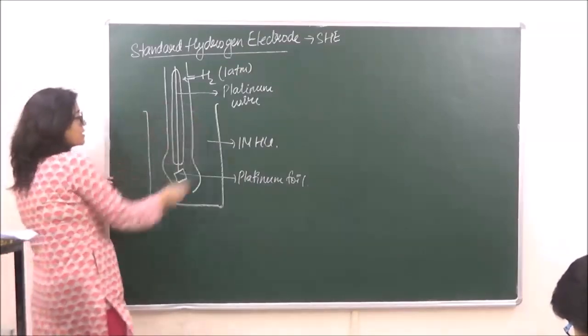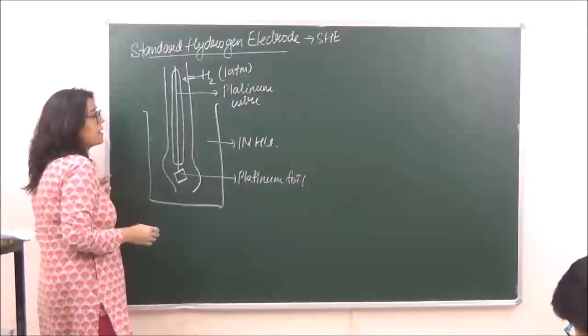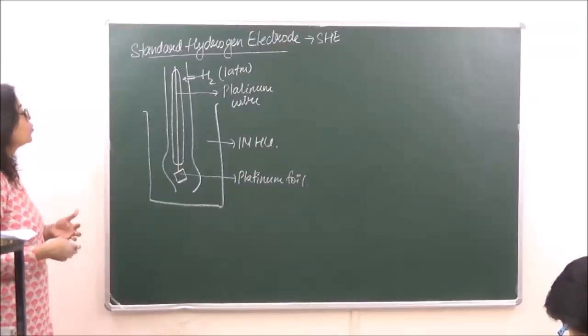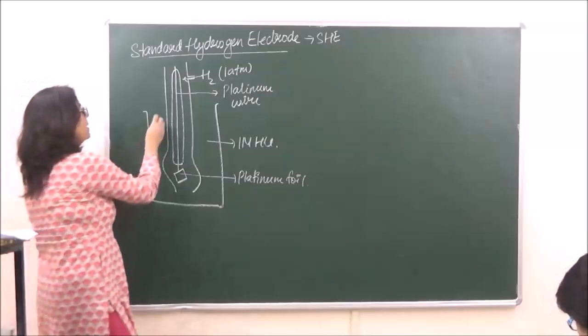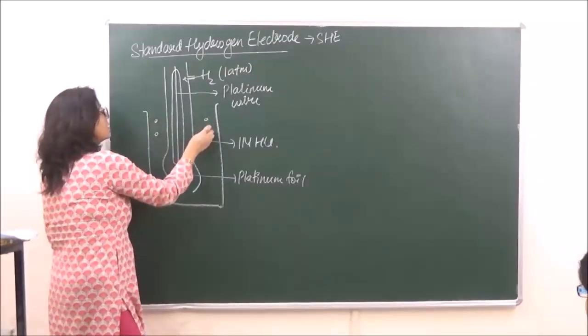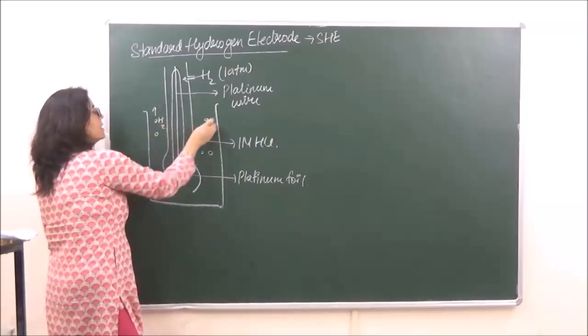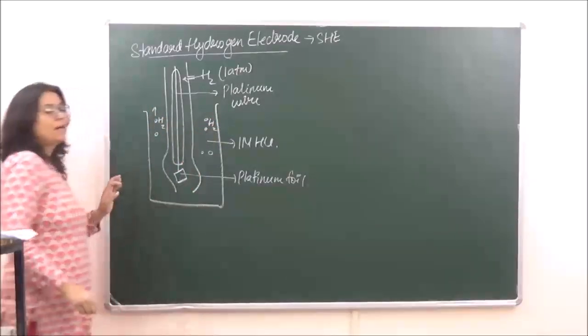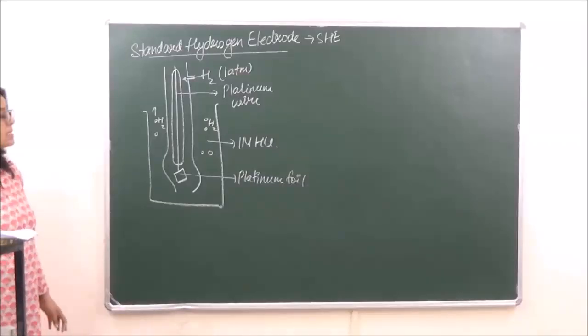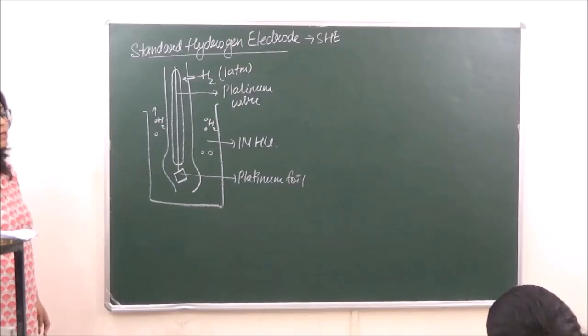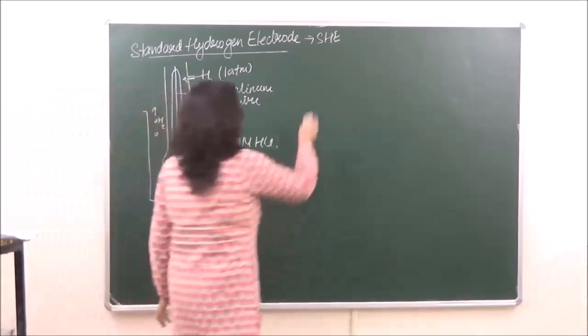So as soon as this is taken as a couple with the other electrode whose potential you have to calculate, we see that bubbles of hydrogen can be seen in 1 molar HCl. This is the excess hydrogen which is escaping through the H positive, through this electrolyte.